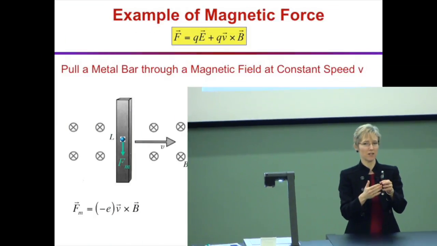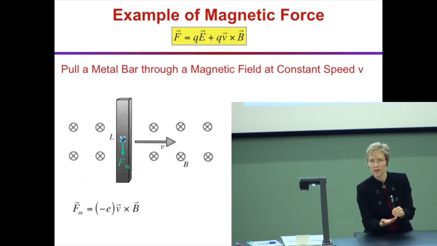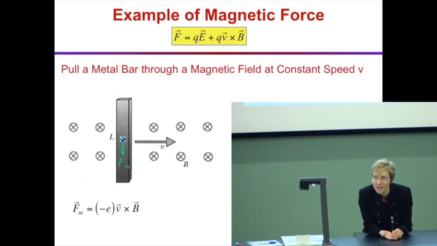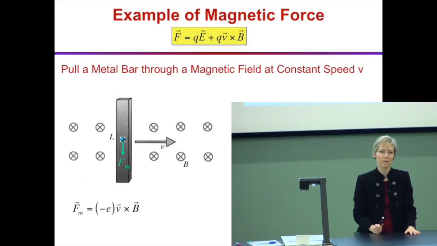So what happens? The electrons reach the end of the bar, and then what? Yeah, I mean, I'm not going to get constant current, right? If this is a free bar, I'm not going to get constant current.